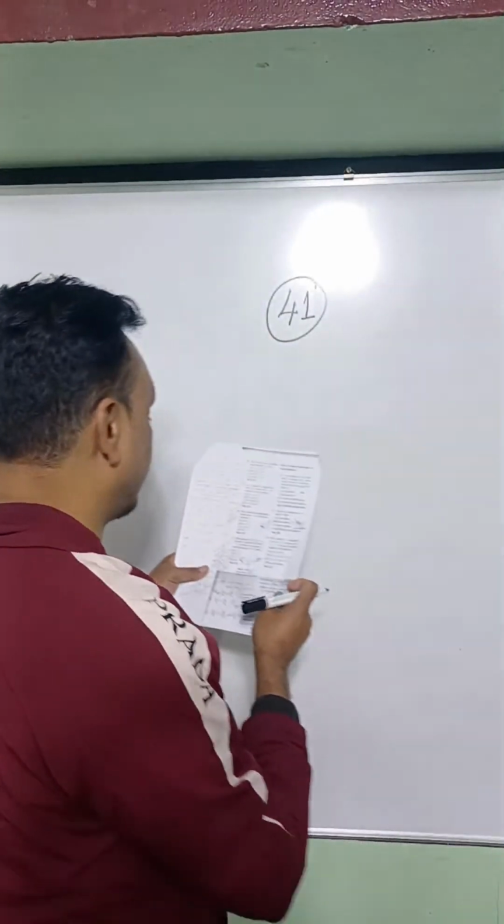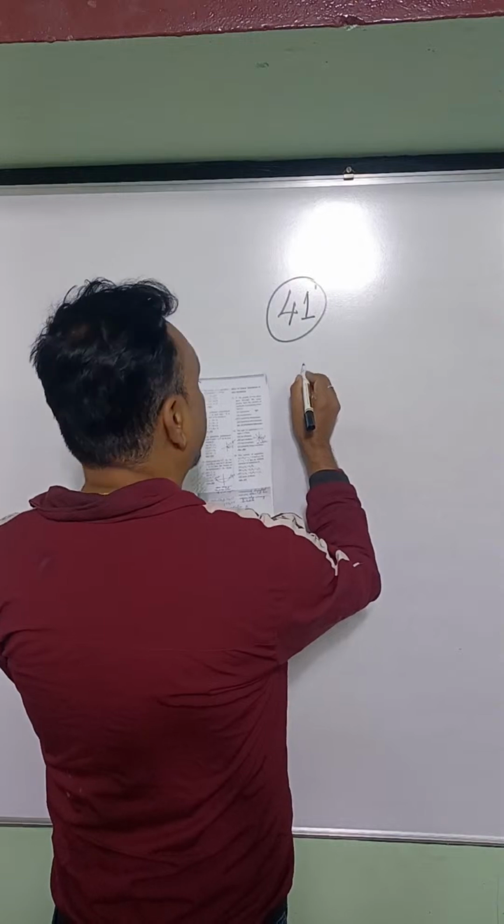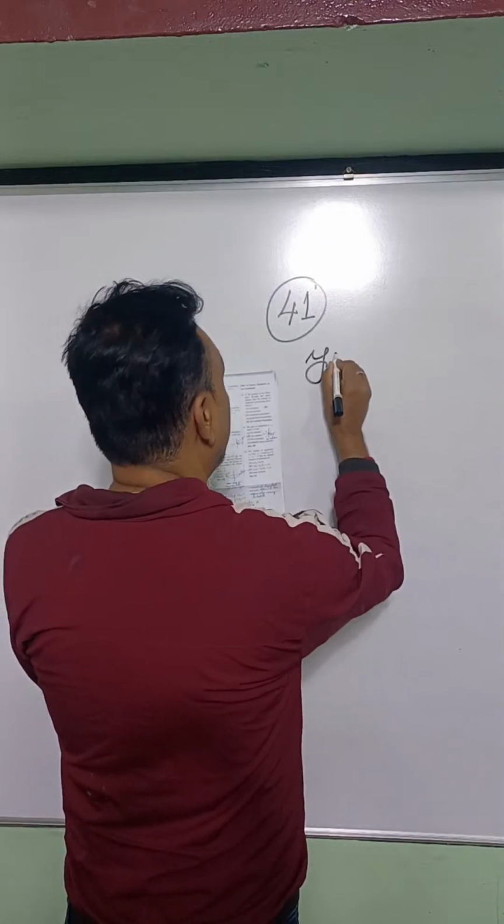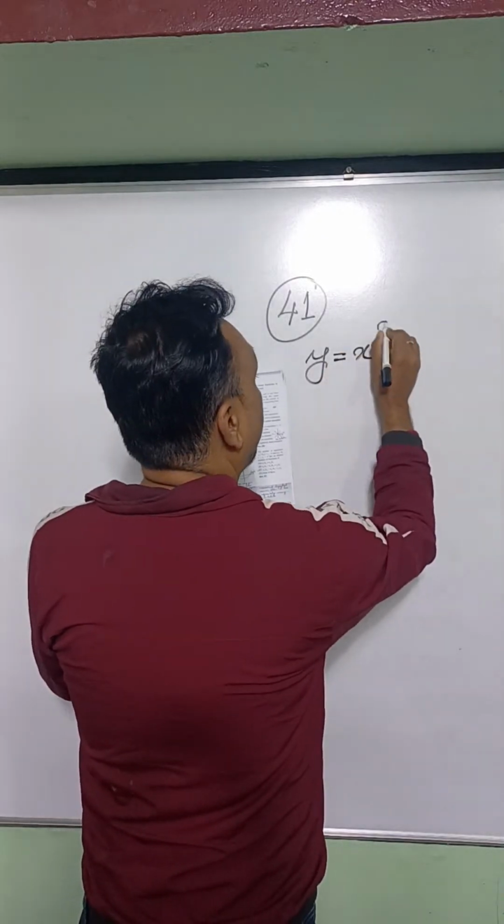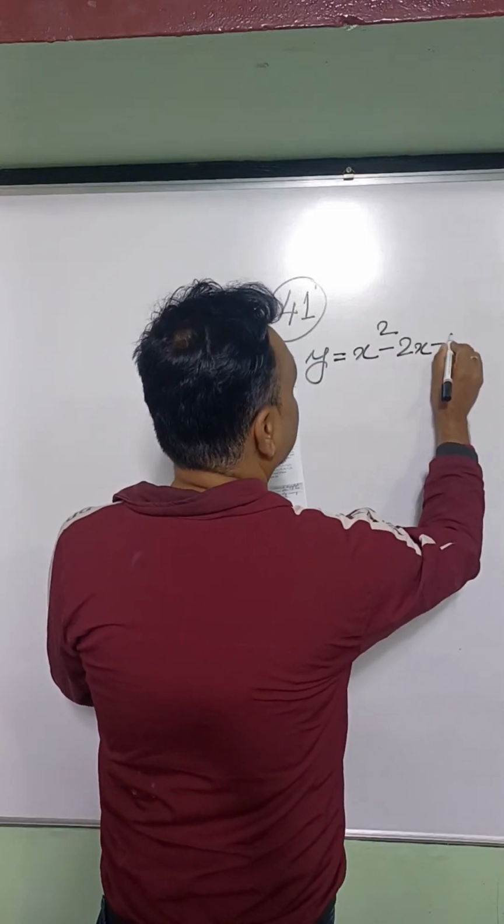Question number 41. The graph of a quadratic equation is given, y is equal to x square minus 2x minus 35.